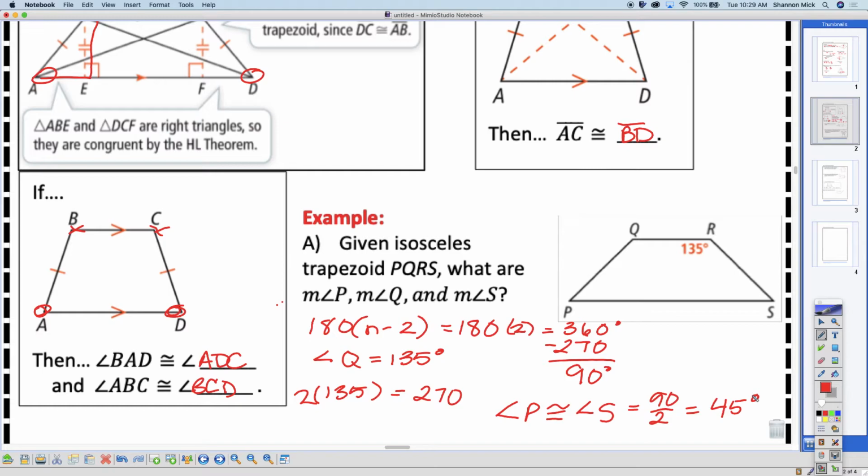Remember when we had isosceles triangles? When we had the vertex angle, we subtracted it from 180 and then divided your answer by 2. Is this the same thing? No.